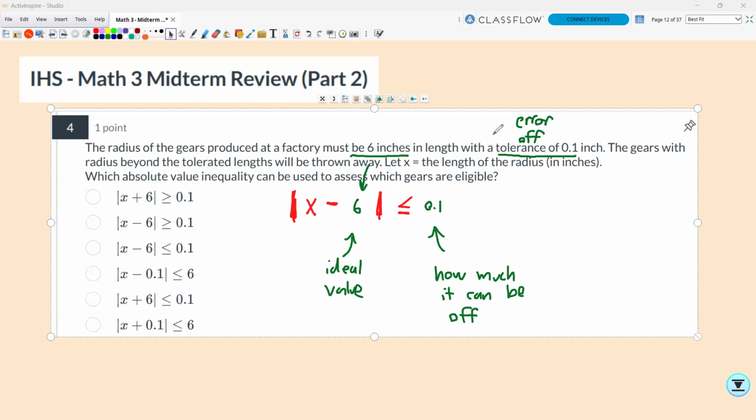You may want to look at a graph to visualize what's going on here. On a number line, we're looking at 6 being the middle number, but it can be off by a little bit. If you subtract 0.1 from 6, you get 5.9. And if you add 0.1 to 6, you get 6.1. So anything between 5.9 and 6.1 is an acceptable value for this gear.